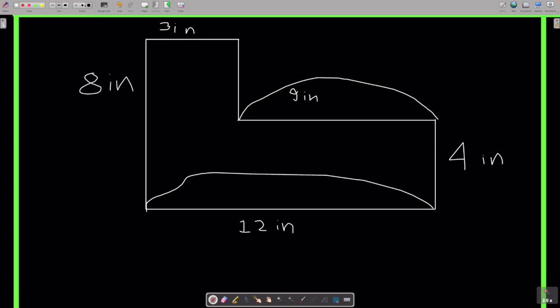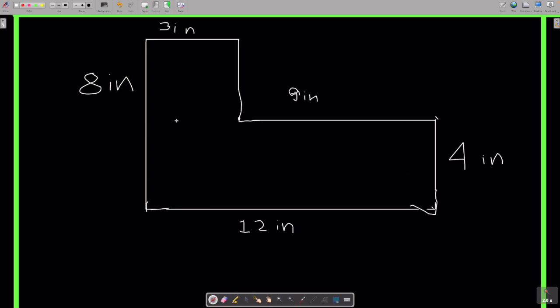So now that we know one of them, there's another one, and we'll see it here. So this is 8, and this is 4. So 8 minus 4, that would be 4. So this would be 4 inches.